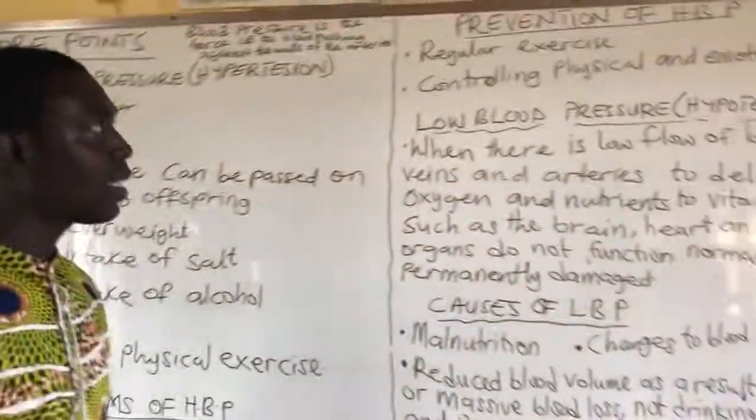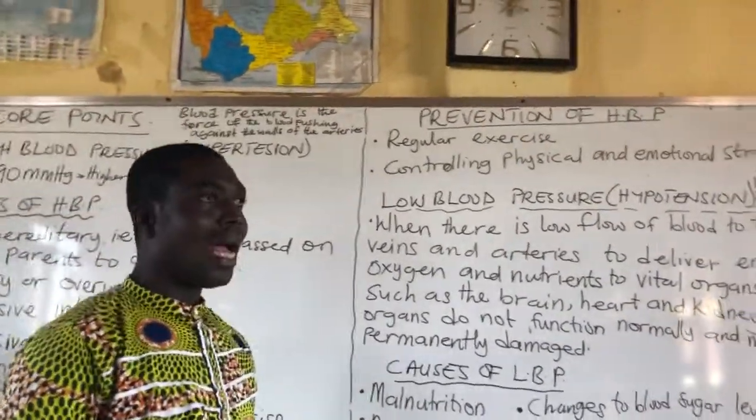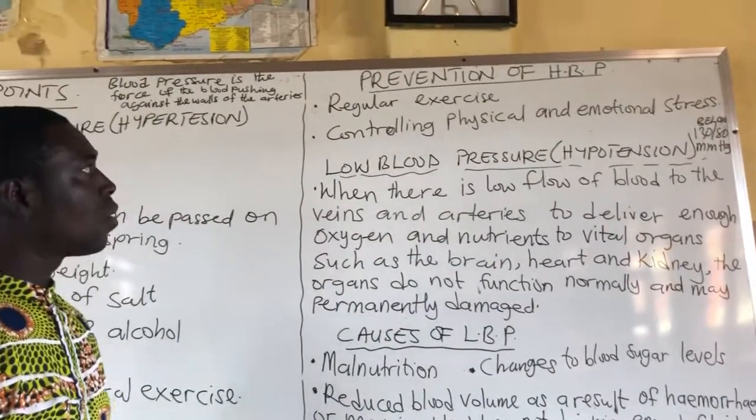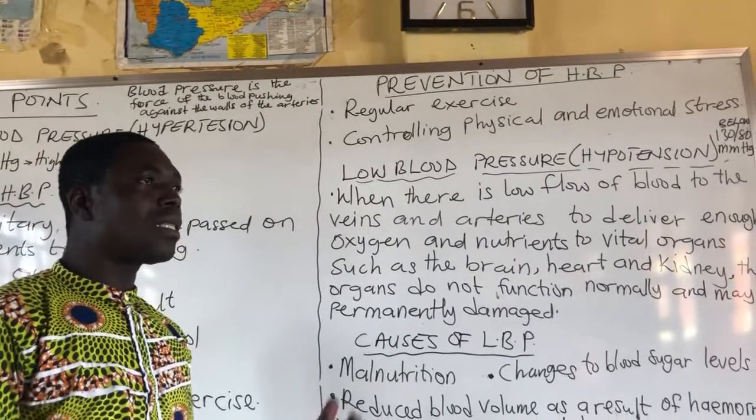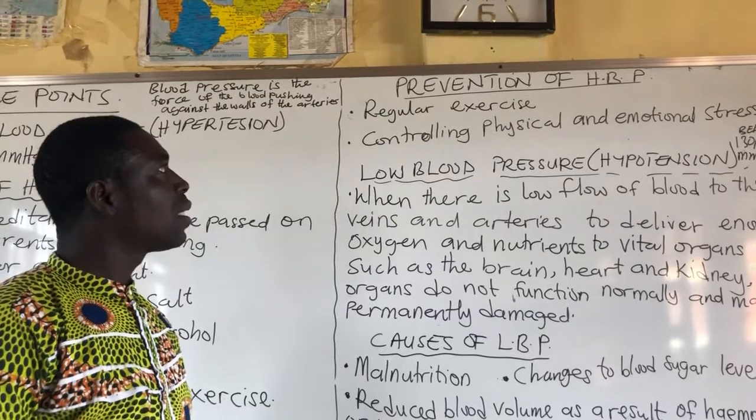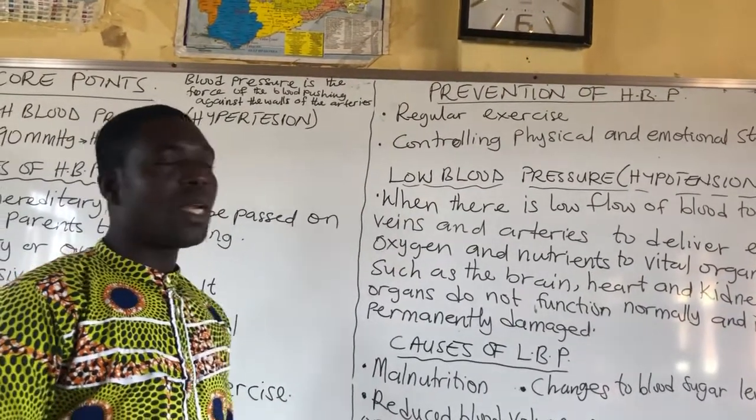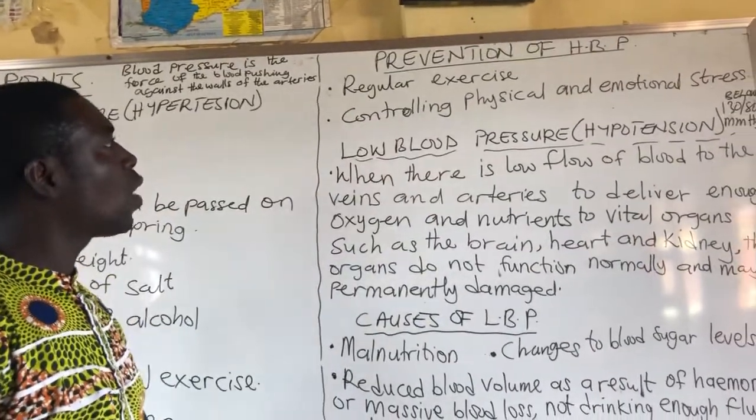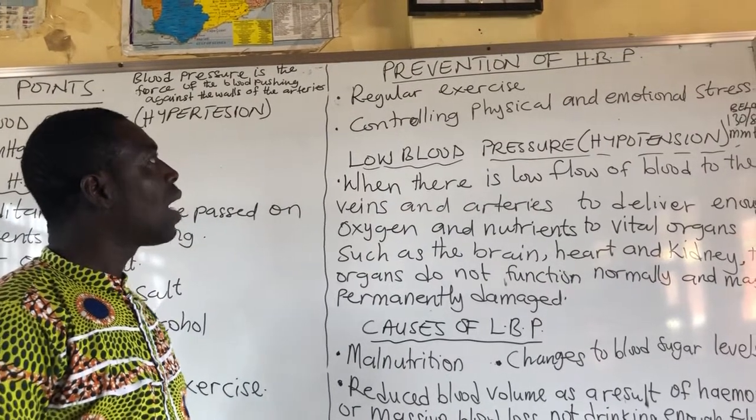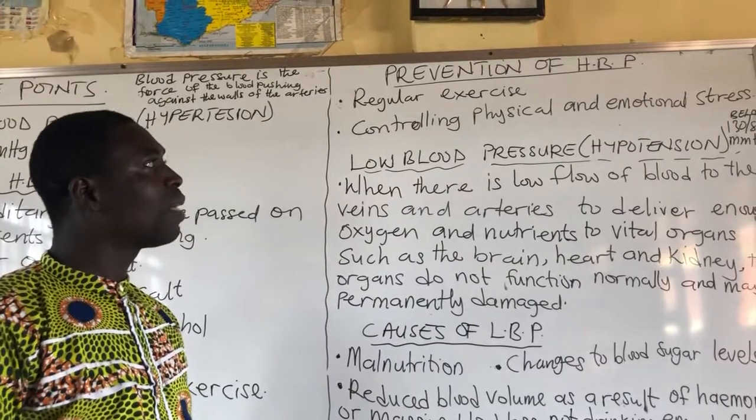Now, how do we prevent high blood pressure? We can prevent high blood pressure by, 1, regular exercise. It means that we need to exercise the body regularly in order to prevent high blood pressure. 2, controlling physical and emotional stress. This is one of the causes of high blood pressure, and therefore we need to control physical and emotional stress.